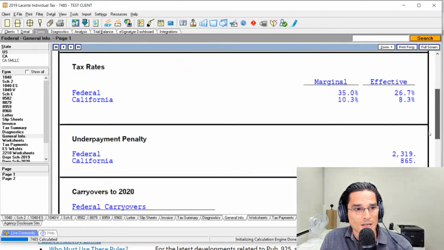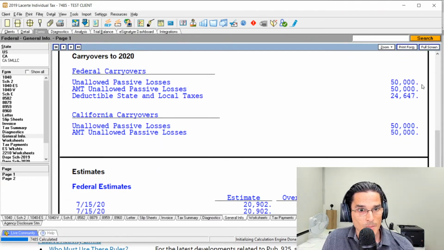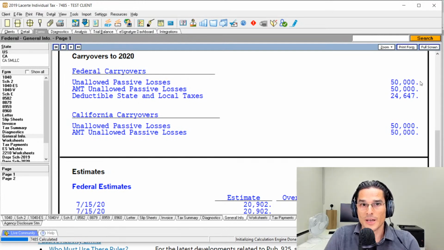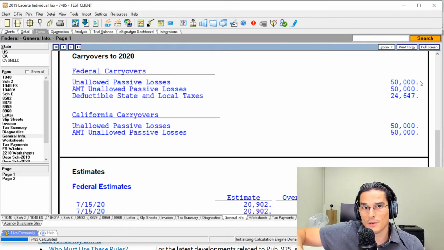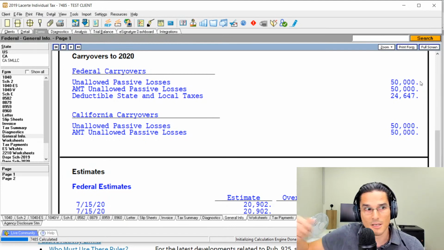Well, if we look on the general information here, we can see that the carryovers to tax year 2020 are the $50,000 in losses. So in this case, we exceed that mom and pop provision with active participation because the modified AGI is over $150,000. Then we have to defer or suspend the entire passive losses until we have adequate losses to offset them.